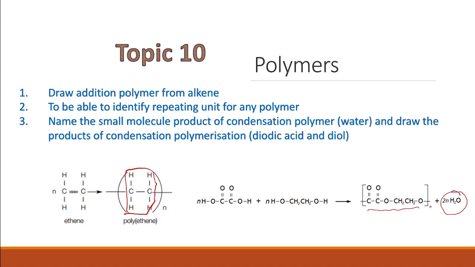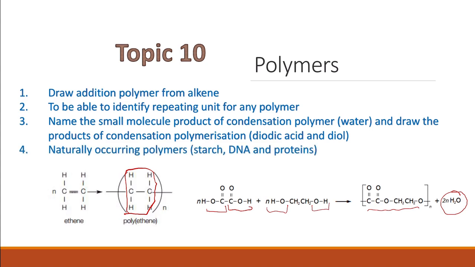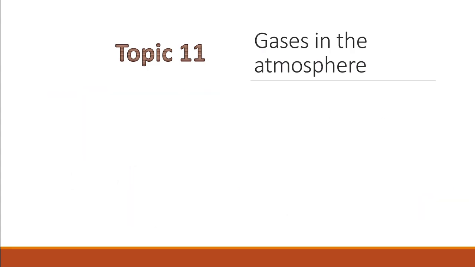Condensation polymerization comes from a reaction between a compound which has dicarboxylic acid and another one which has two hydroxyl groups, or we call it diol. You should remember that naturally occurring polymers are starch, and the monomer for starch is sugar; DNA, and the monomer is a nucleotide; and protein, the monomer is amino acids.